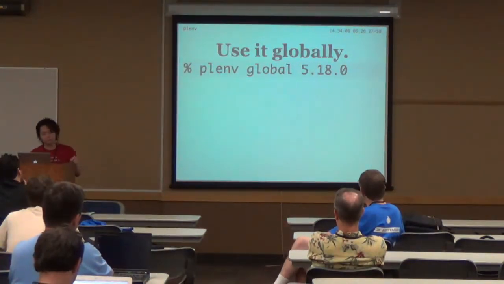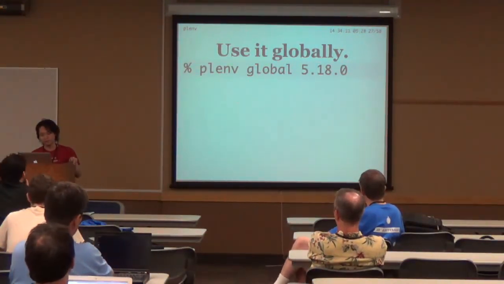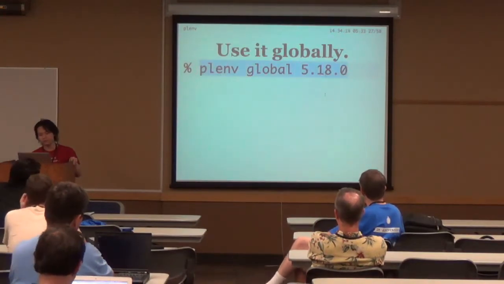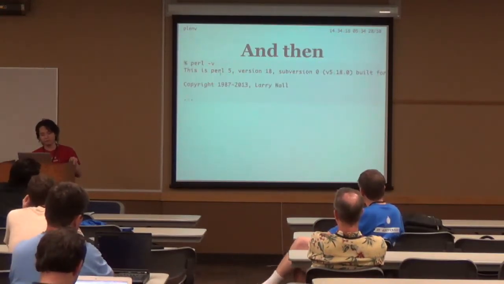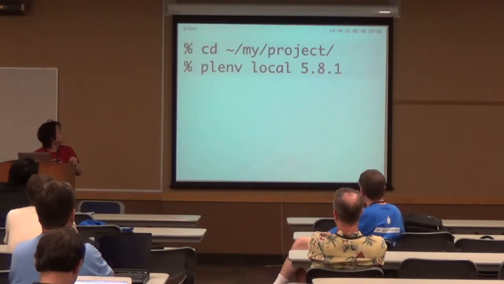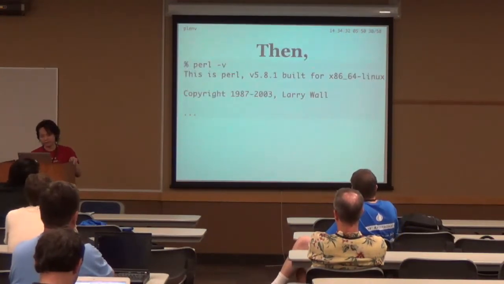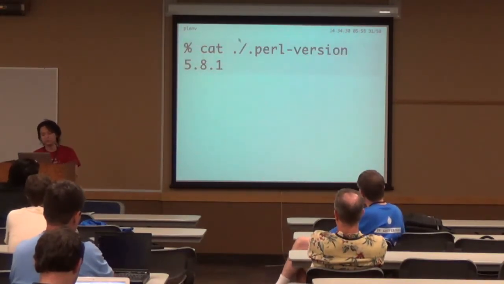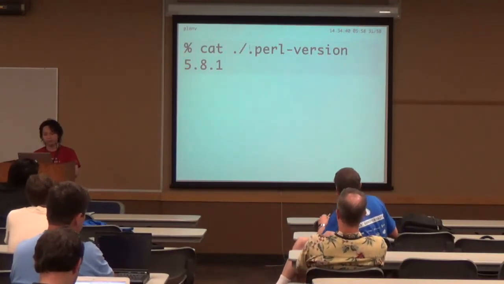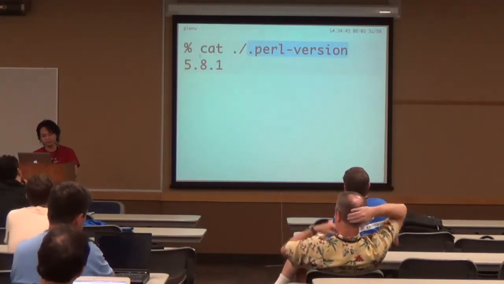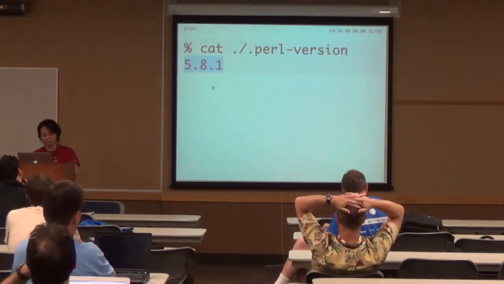And if you want to use it, install that version of Perl, then run plenv global 5.8.0. Then the perl command is 5.8.0. In this project directory, run plenv local 5.8.1, and then you can run 5.8.1. So the plenv local command creates a .perl-version file. The content is 5.8.1, just this string.